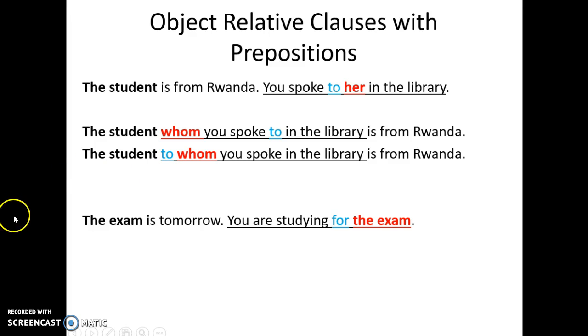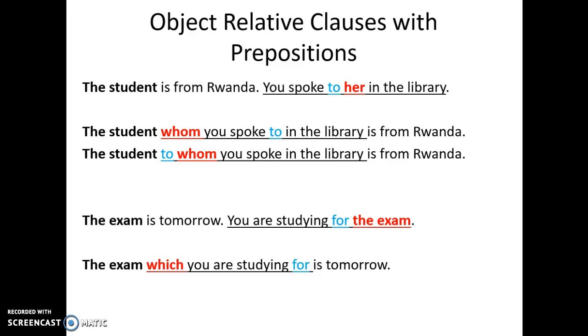Let's look at another example. The exam is tomorrow. You are studying for the exam. So in this sentence, the exam is the same as the exam in the second sentence. But in this case, you see that we have a preposition, so the exam is an object of the preposition. We're going to combine these two sentences, and we have the exam, which you are studying for, is tomorrow.